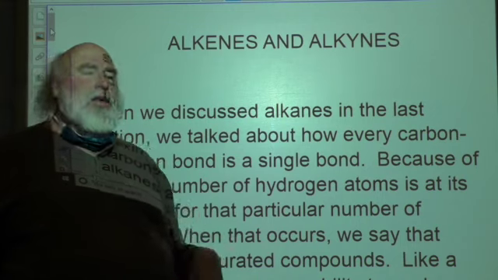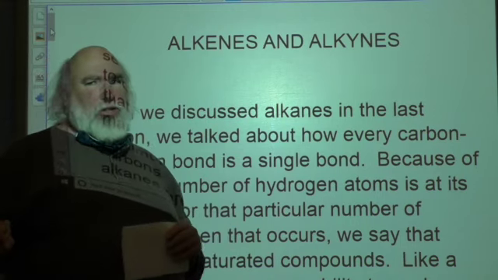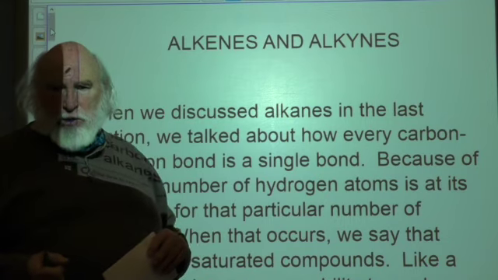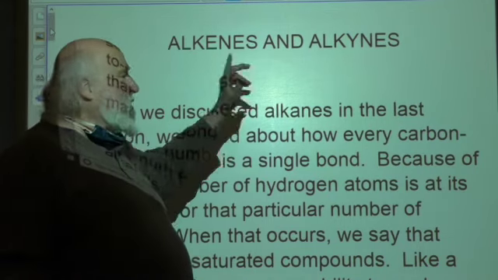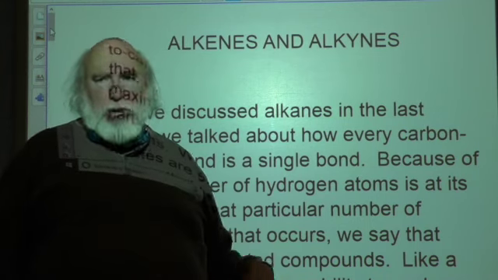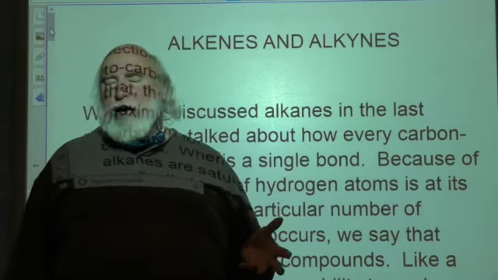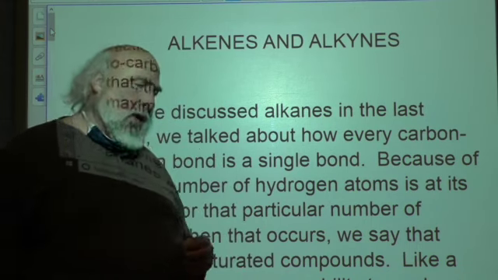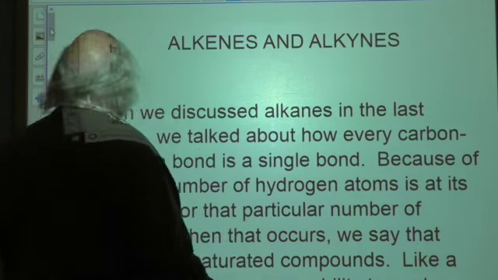What I mean by that is that alkanes are considered saturated because they have a maximum number of hydrogens that can bond with carbons. Alkenes and alkynes are unsaturated because they have less than the maximum number. In other words, the number of hydrogens they're going to have is going to be less than the number of hydrogens in an alkane. And let me show you why.